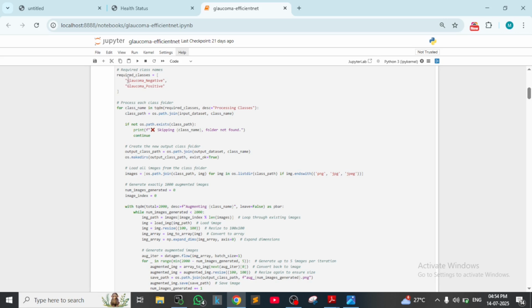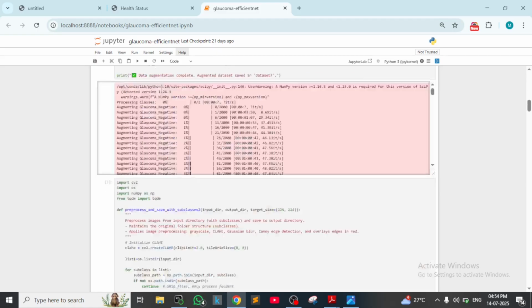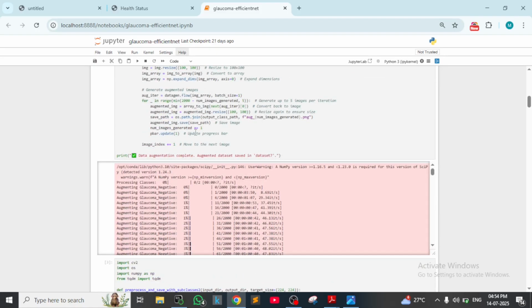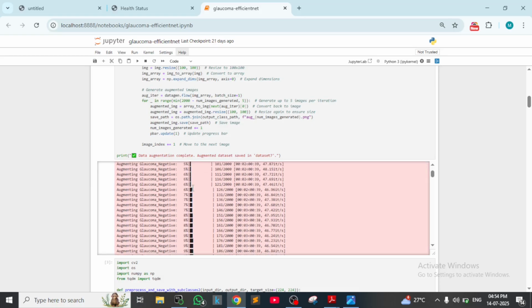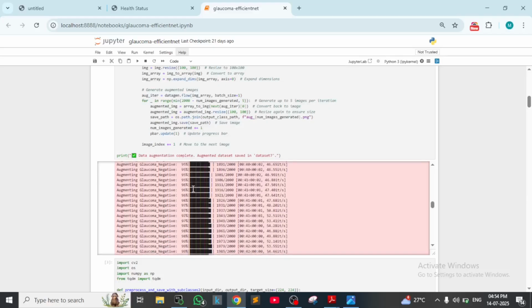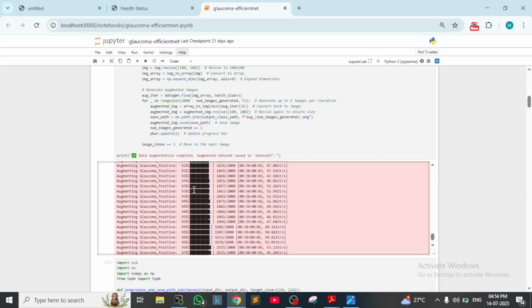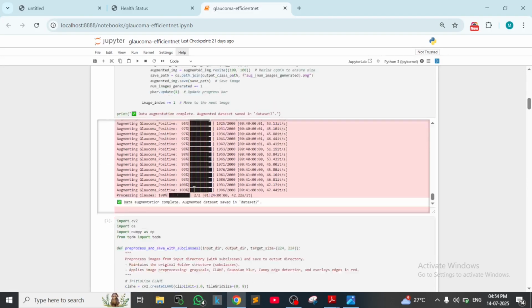Inside this, we took two classes. First one is glaucoma negative and second one is glaucoma positive. Then we did image augmentation. Inside that, we did augmentation up to 2000. Then we did data augmentation and saved it into this file. Then I will show how it did for two classes, that is glaucoma positive and glaucoma negative.